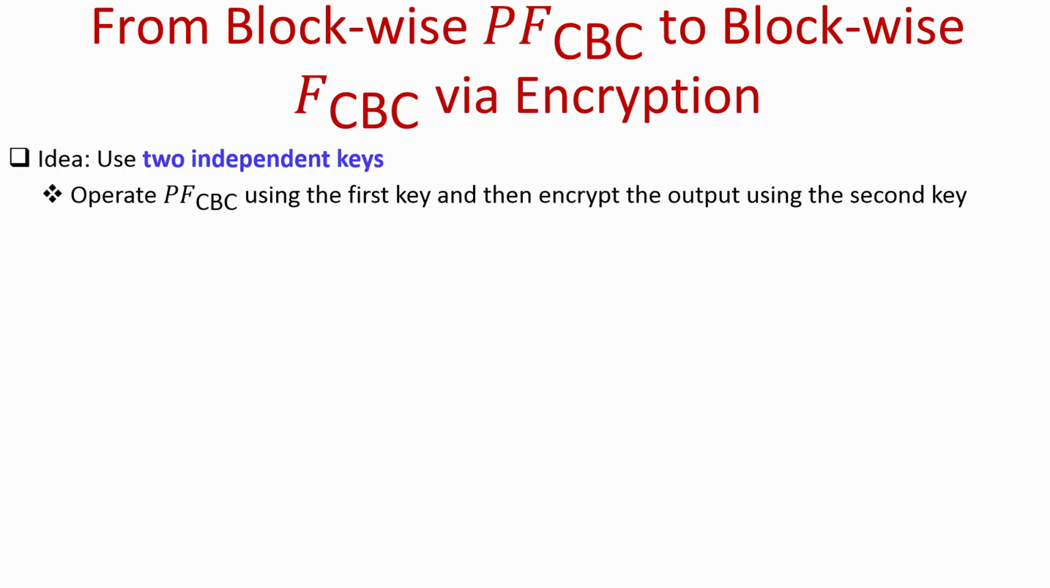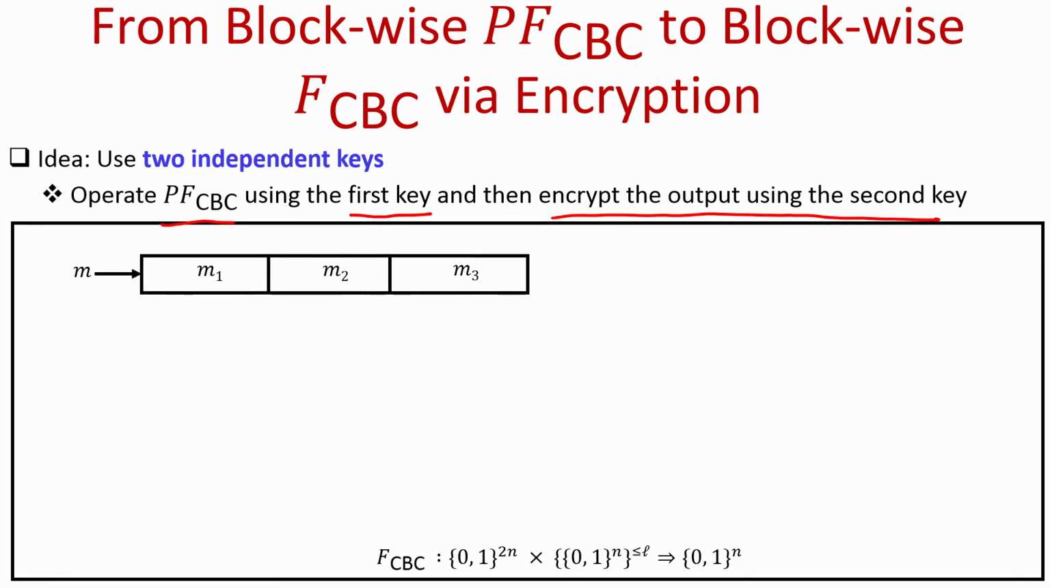And the idea here is to use two independent keys, where using the first key we operate the prefix-free blockwise CBC, and using the second key we encrypt the output of the blockwise CBC. More specifically, we are going to construct a new PRF, which I denote as FCBC, which is fully secure. There is no restriction on the distinguisher. It can make queries which may be a prefix-free set or which may not constitute a prefix-free set, and so on.